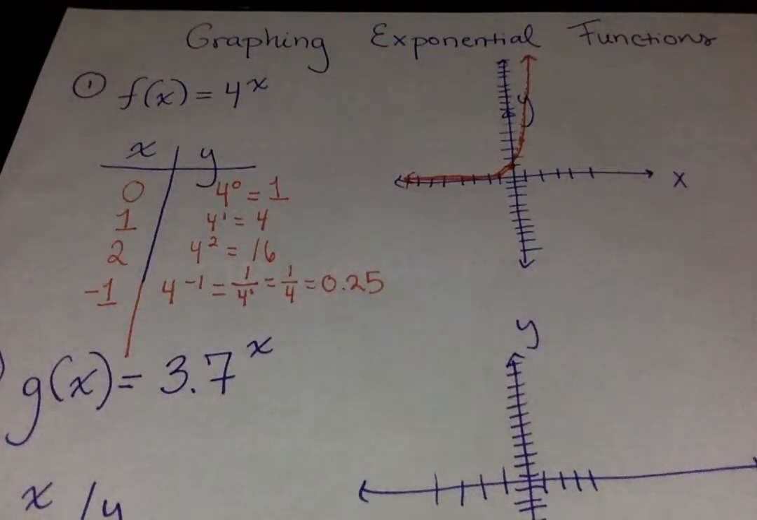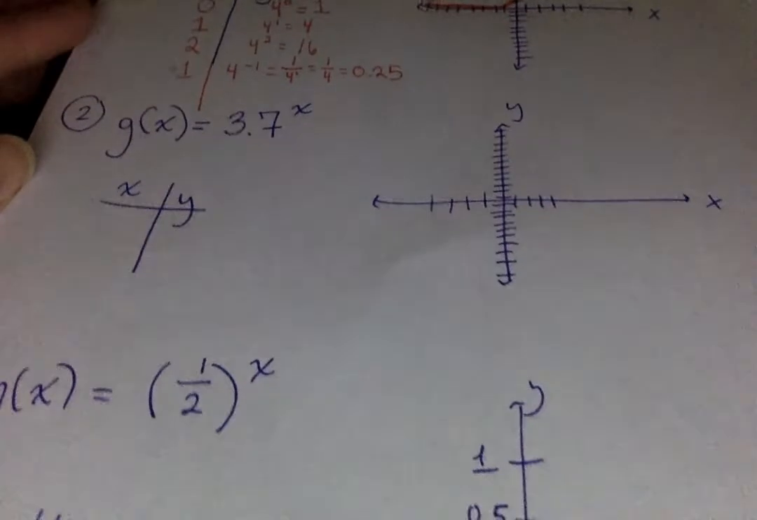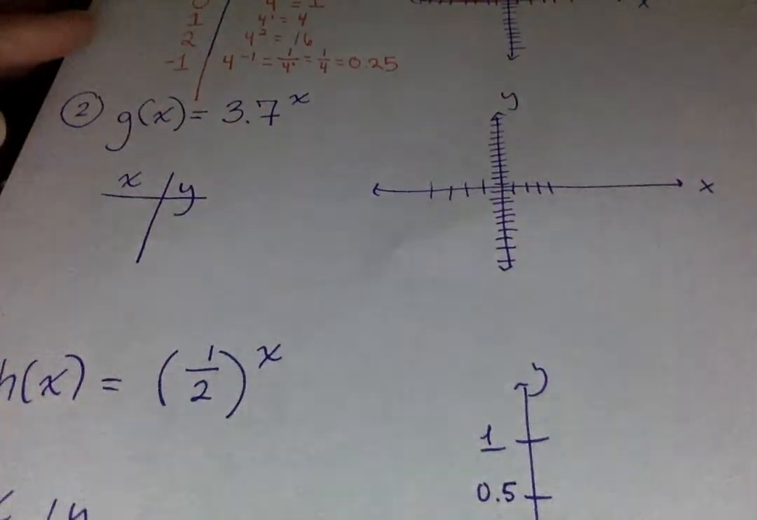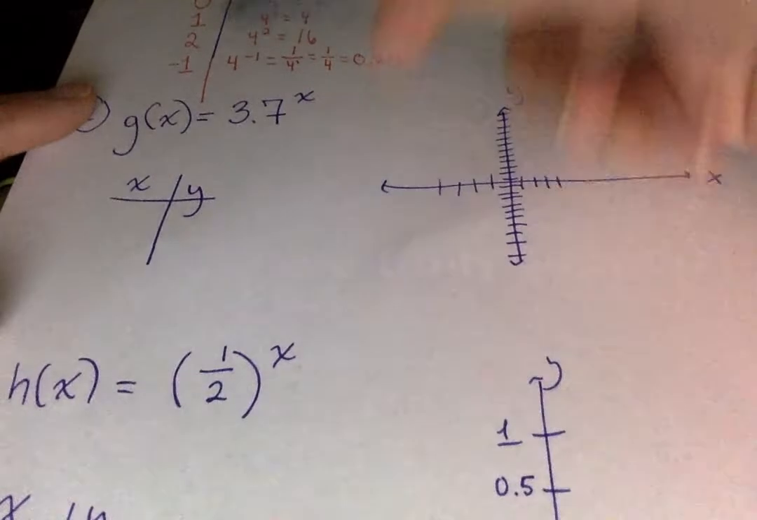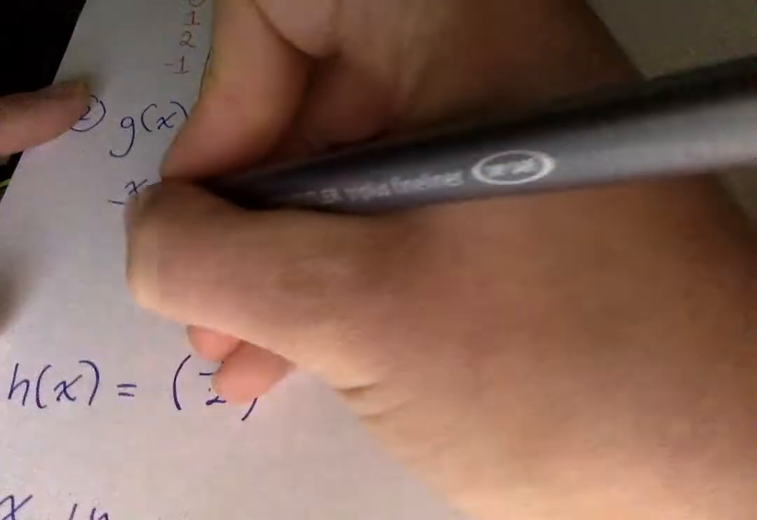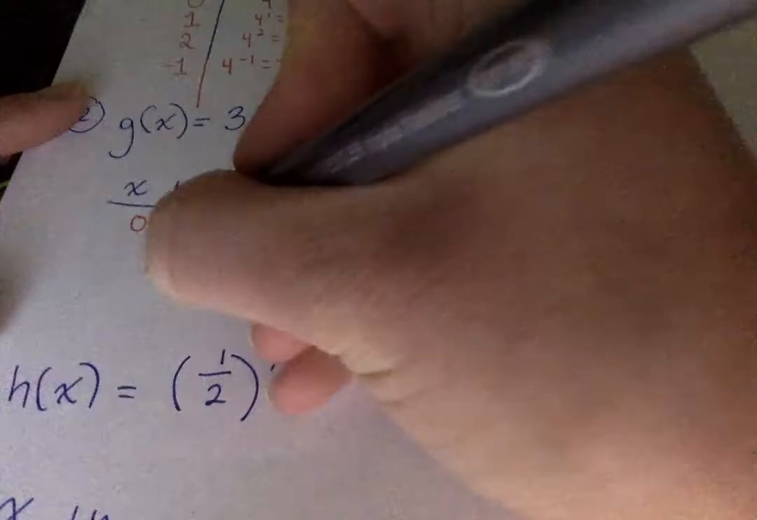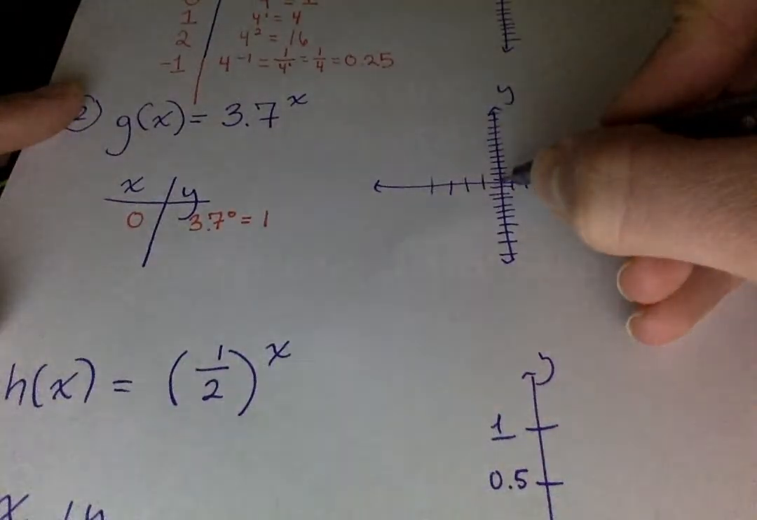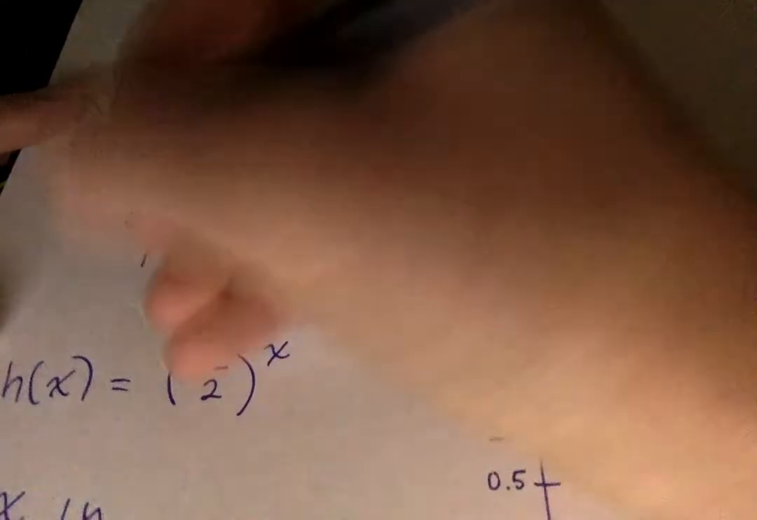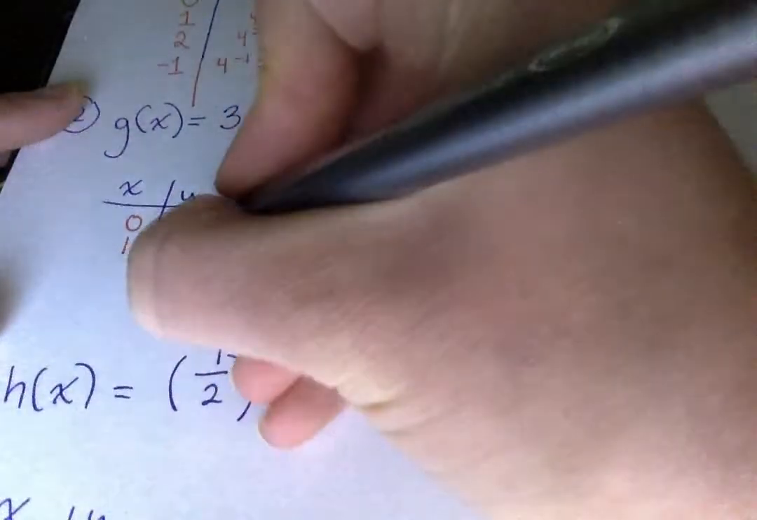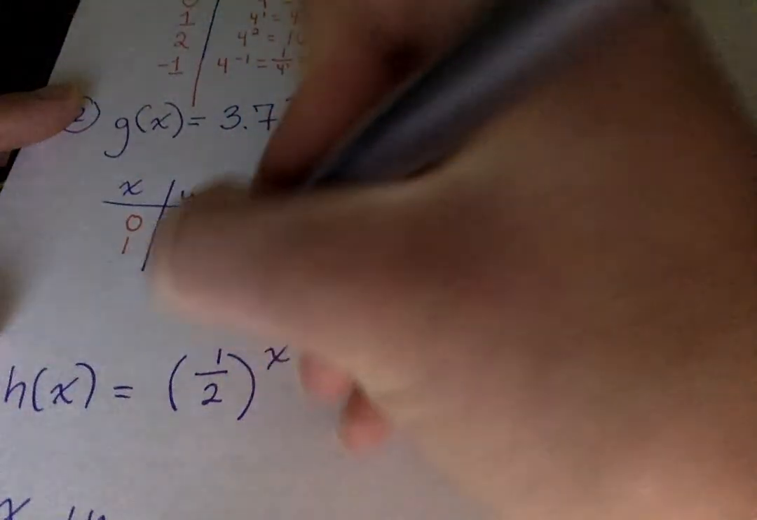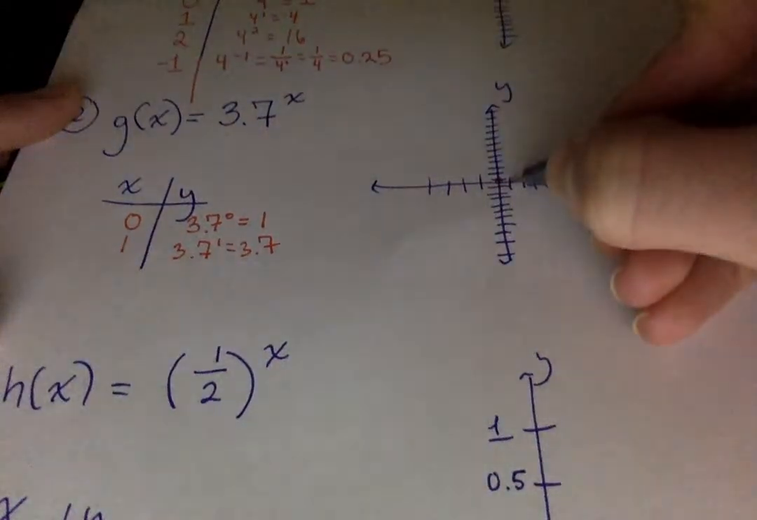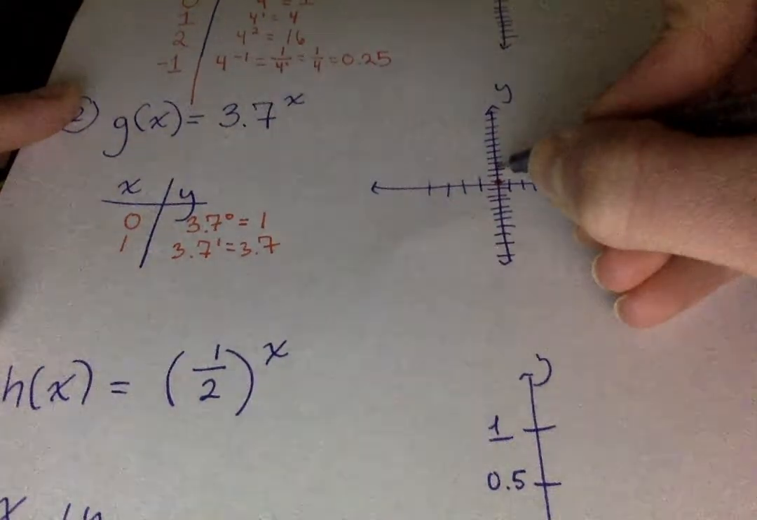Now, let's look at the next example. So this is 3.7 to the x power. Now, it's going to look very similar to 4 to the x power. I just want you to know if you have a decimal, you treat it the exact same way you treat an integer. It's just you probably will need a calculator. So let's put in 0. 3.7 to the 0 would be 1. So (0, 1). What about the first power? 3.7 to the first power is 3.7. This is where you're going to need to go partway between 3 and 4.